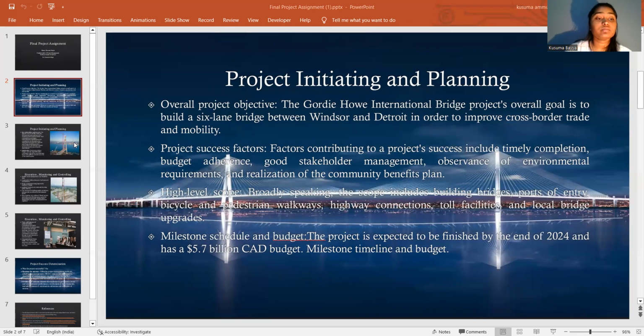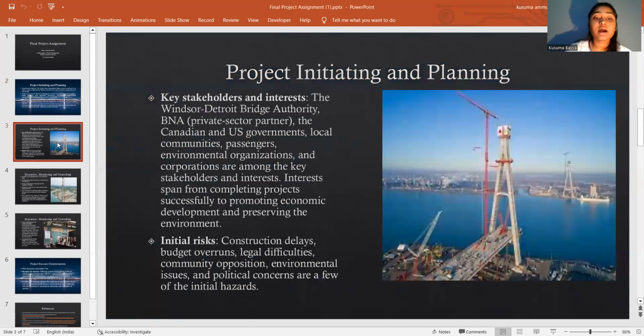So after that, I want to discuss the key stakeholders and their interests: the Windsor-Detroit Bridge Authority, the private sector partner, the Canadian and US governments, the local communities, tourists, environmental groups, and companies. Their concerns include the effective completion of the project, economic growth brought about by increased commerce, environmental sustainability, and the social and societal well-being.